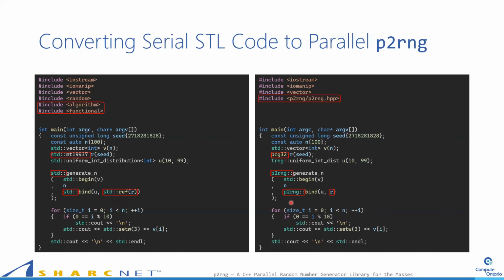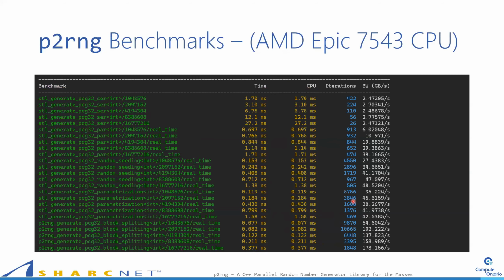That's all the changes. And for the bind, you should use p2rng as the namespace rather than std. Once you do that, your code becomes parallel and also plays fair.